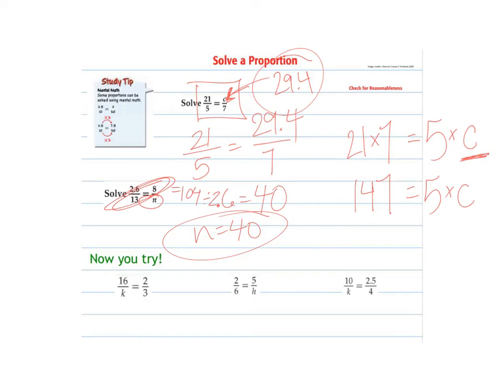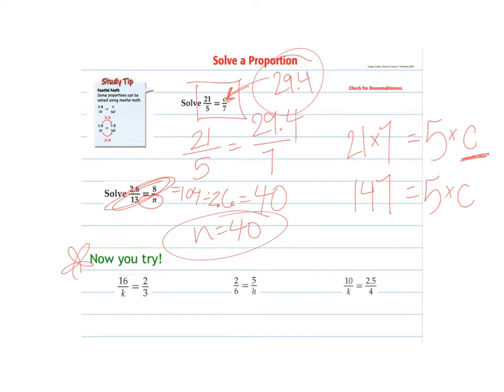Okay, this is your time to stop and pause the video and try these problems right down here. Please, please stop the video. Just like I said in my last video, you need to stop the video, try these, even though it seems confusing, and then we'll go over them together.